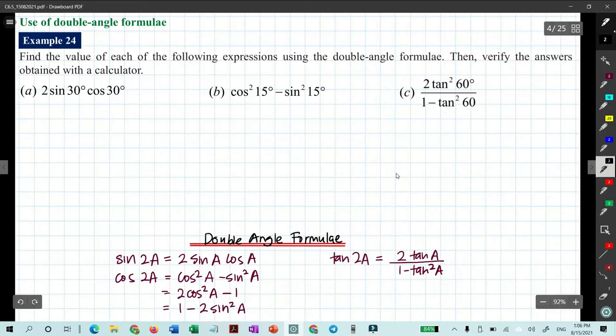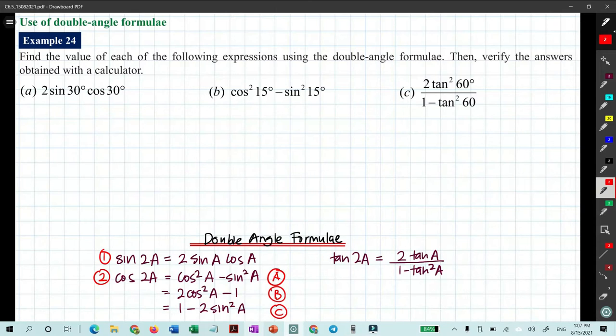Okay, question A, you are given 2 sine 30 cos 30. For this question, we're going to use formula number 1. Let me label the other formulas as well. This is formula number 2, A, B, and C. The double angle formula for cosine consists of 3 options, and then the third formula is actually for tangent.